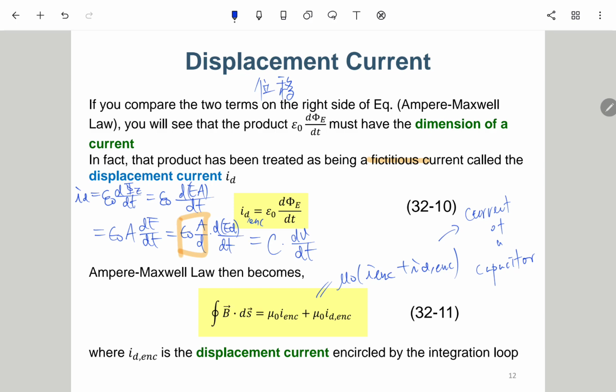Okay, so we have a dV dt. Of course, we just assume all the things to be uniform to make things easy, just like calculating some algebraic things. Okay, so it turns out this displacement current I_D is C dV dt. So this is actually the current of a capacitor.